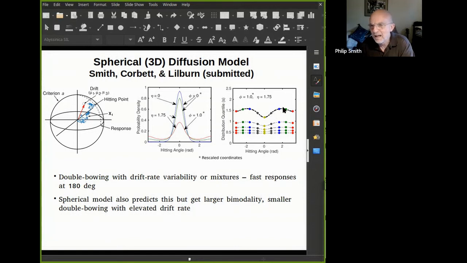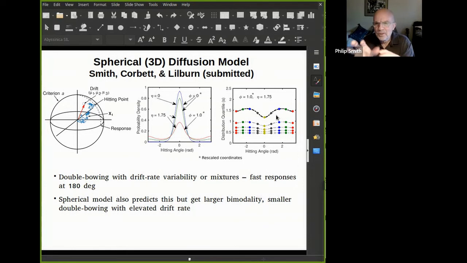But if you move out far enough, that pattern reverses and responding gets faster. And the reason for this is simply because of drift rate variability, you've got a proportion of processes which are drifting in the opposite direction to a point 180 degrees from the true direction, and those processes tend to finish fast.